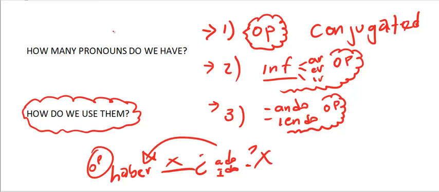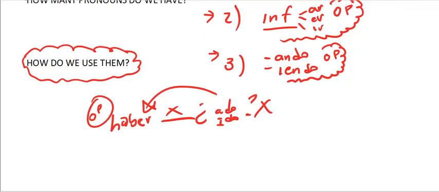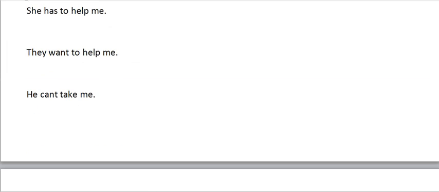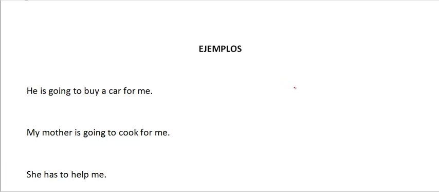Now let's see how it works with some examples that I have prepared for you. Okay, los ejemplos. For example, suppose that you want to say he's going to buy a car for me. That's the first object pronoun that we are going to learn in this book. En español, es me.